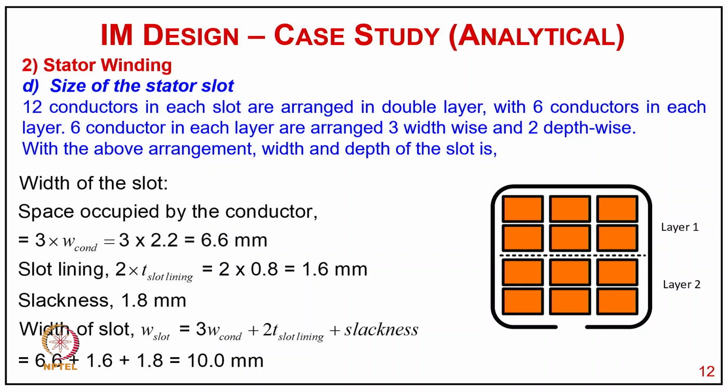The width and depth of the slots are as follows. The width of the slot will be the space occupied by the conductors, that is typically 3 into 2.2, because there are 3 conductors along the width with physical dimension including the insulation, so it comes 6.6 millimeter. And slot lining, of course we have to put 2 slot linings, so 2 into 0.8 is 1.6 millimeter, and slackness is 1.8 millimeter. So the width of the slot will be W slot equal to 3 times the conductor width plus 2 slot linings plus slackness. Keeping the values of all these parameters, it comes 10 millimeter.